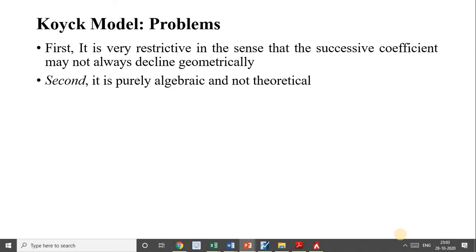That's all. So this is all about this Koyck model, and in the next session I will be discussing how we can incorporate the theoretical argument into this Koyck model. Okay, thank you.